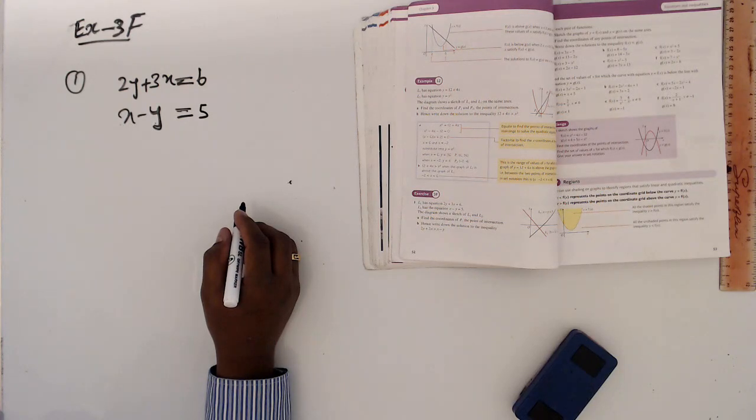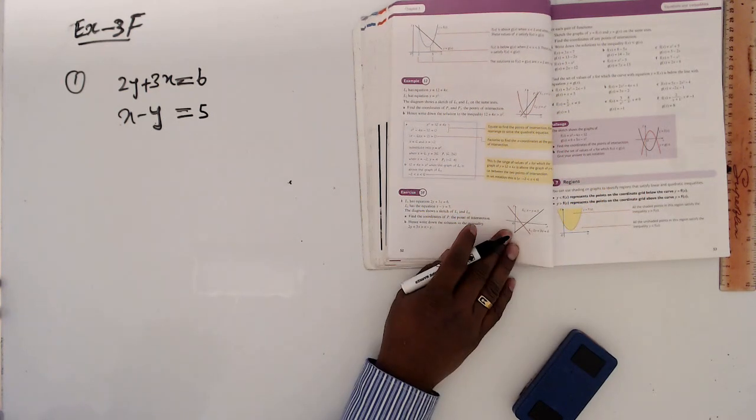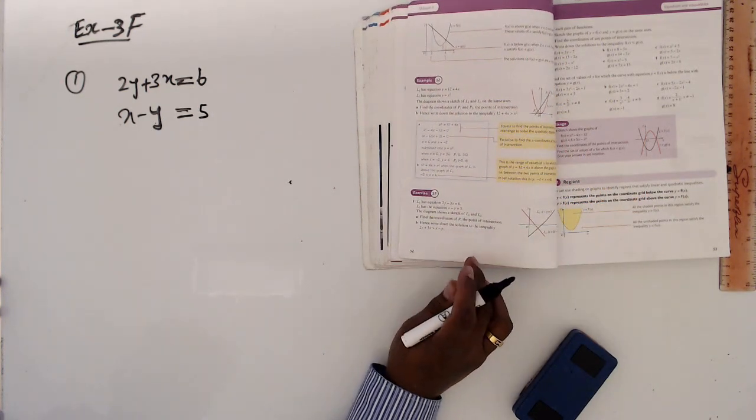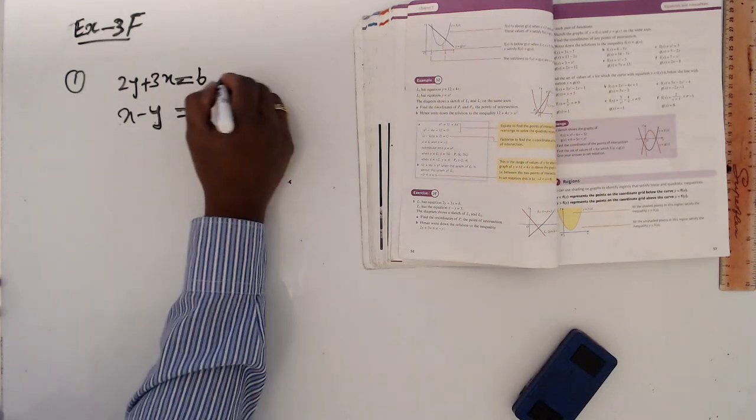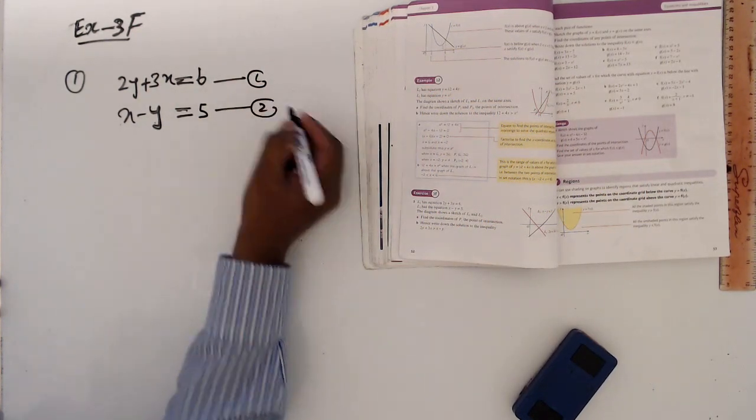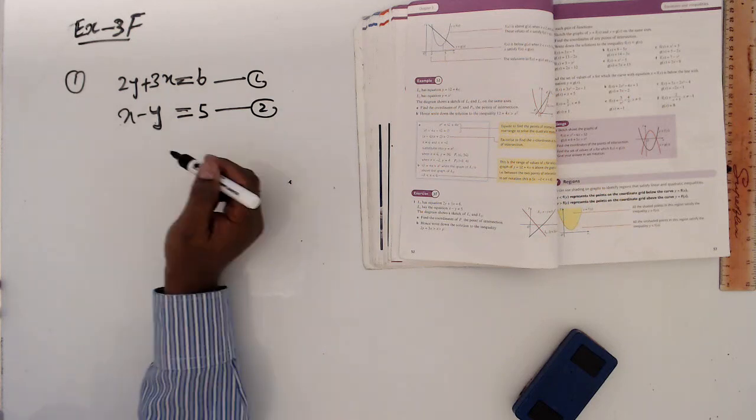Exercise 3F, question number 1. Now, part F, find the coordinates of P. So we have to solve this equation. I'm going to use elimination.